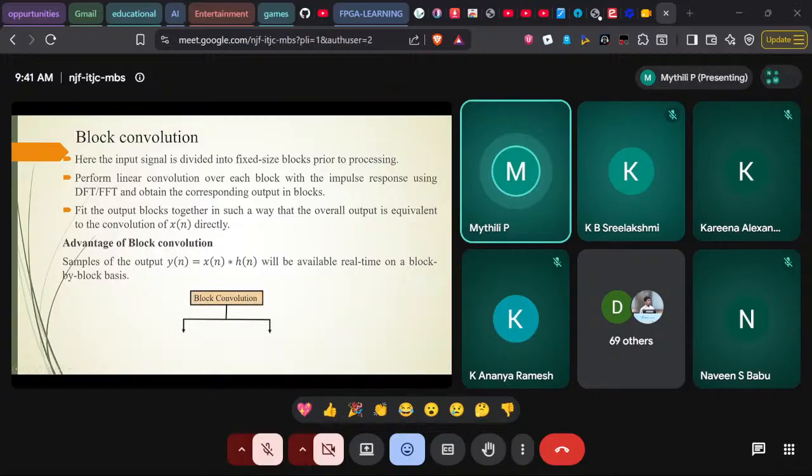Block convolution can be divided into 2 types: one is the overlap add method, and the other one is the overlap save method. The outcomes are the same, only the way in which it is done is different. Let's see the overlap add method.